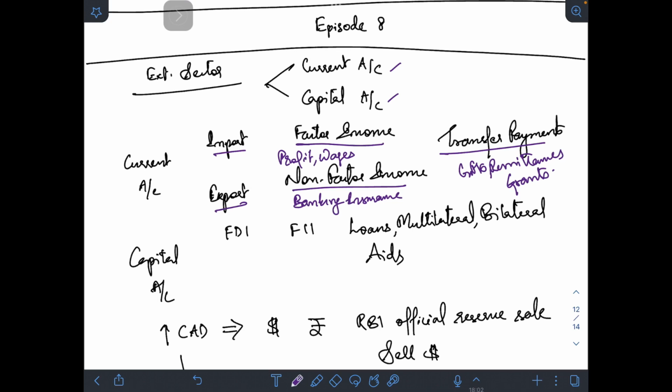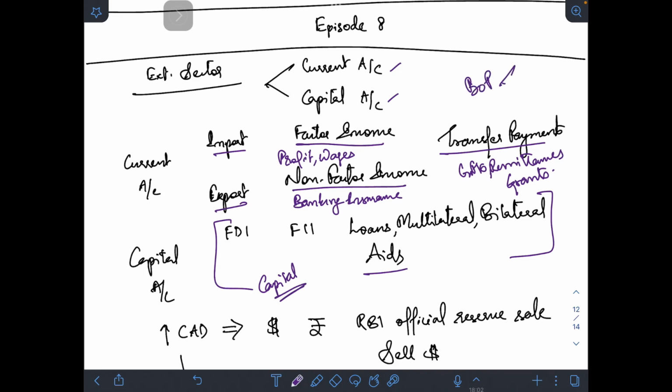Now, a beautiful table is given in the NCERT textbook, Macroeconomics, last chapter. Please go through that once to get a more detailed breakup of the current account. Then you have the capital account, which includes FDI, FII, loans, multilateral and bilateral aids, etc. These come under capital account. Basically, anything that brings capital into the country. Clear, people?